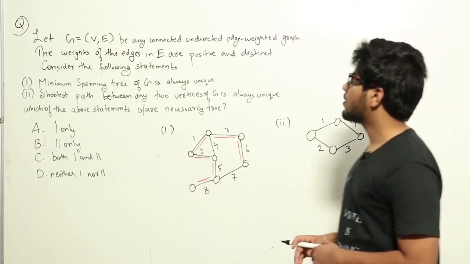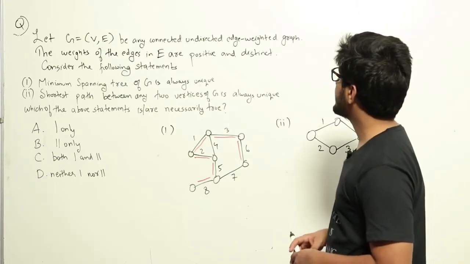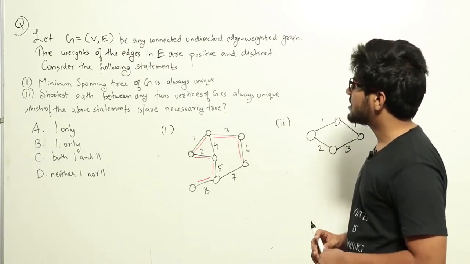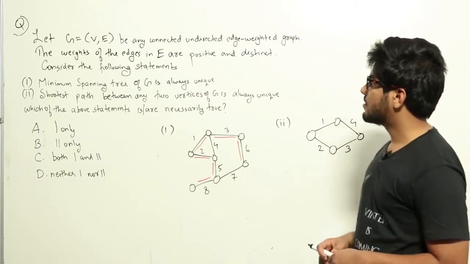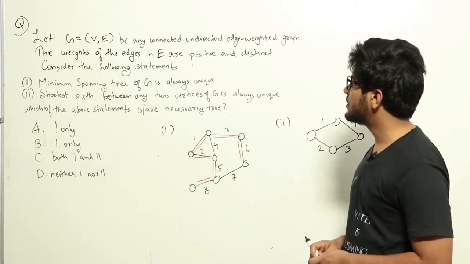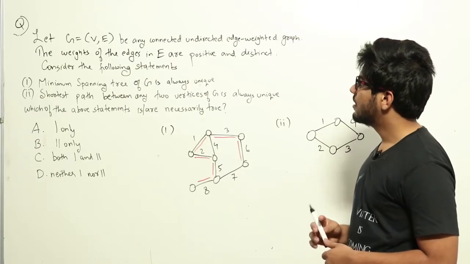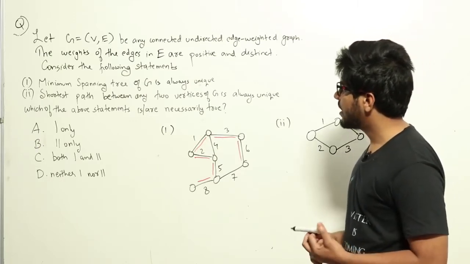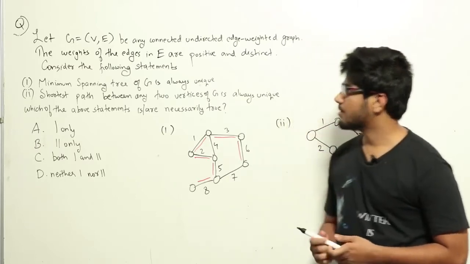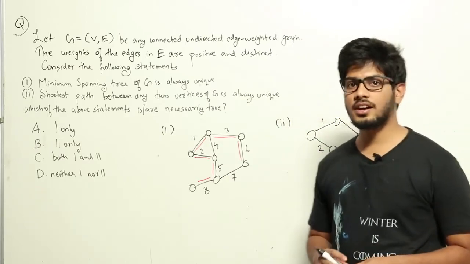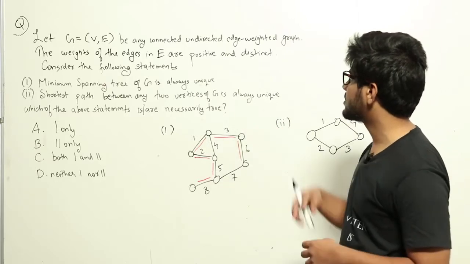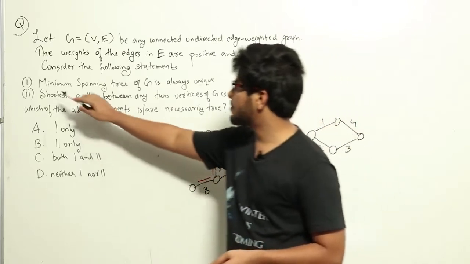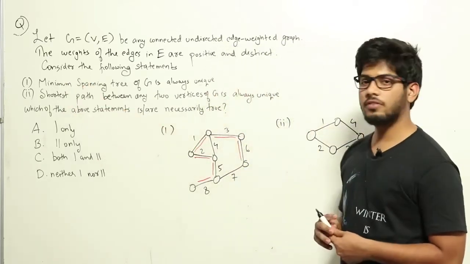Let G equals (V, E) be any connected undirected edge weighted graph. The weights of the edges in E are positive and distinct. Consider the following statements. 1. The minimum spanning tree of G is always unique. 2. The shortest path between any two vertices in G is always unique. Which of the above statements is or are necessarily true? So this is a question from algorithms regarding minimum spanning trees and shortest path in a graph. And they are asking which of these two statements given here are always true.